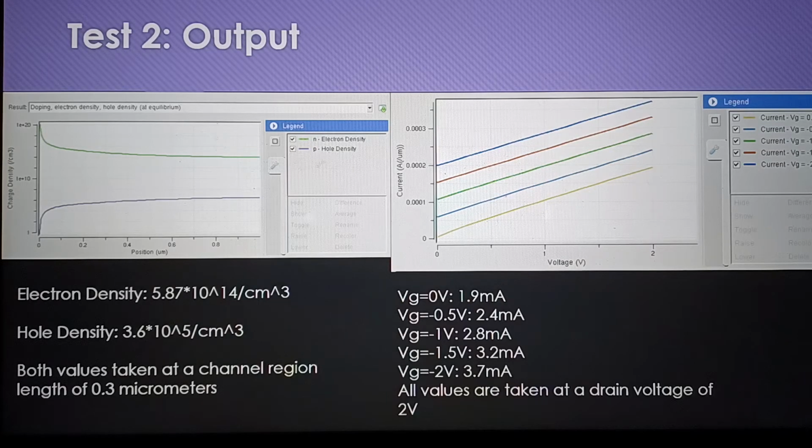But I'm also getting values more similar to the baseline outputs. So doping mainly affects how the gate voltage reacts with the current, and then the dimensions mainly affect how much current can go through at a given time.